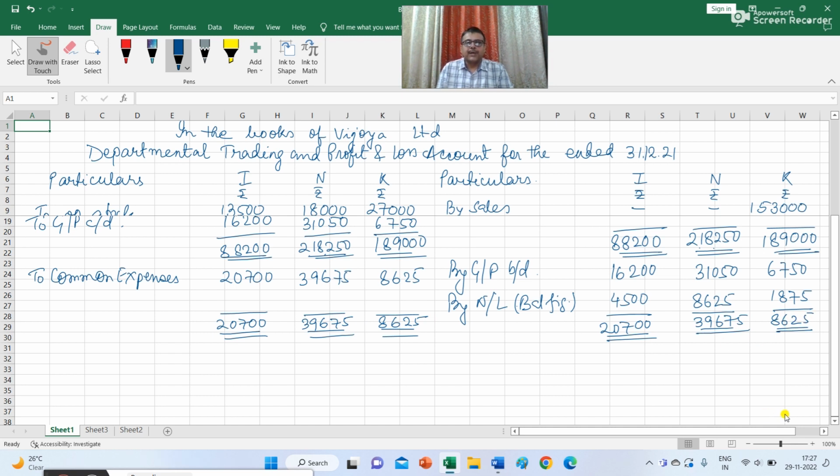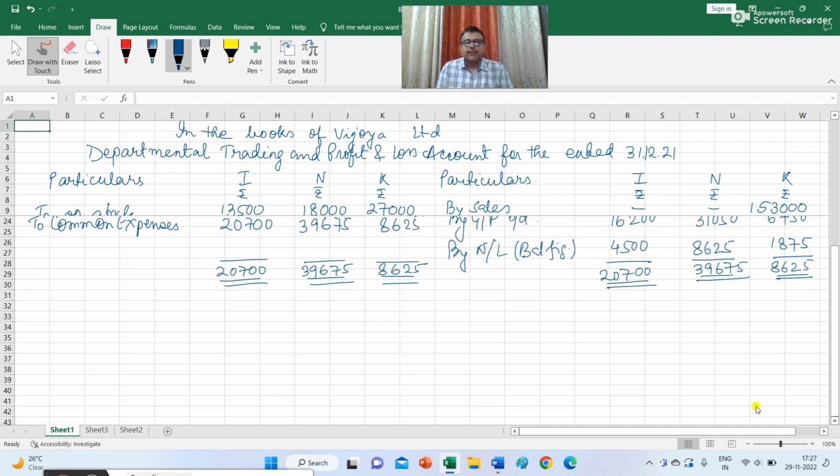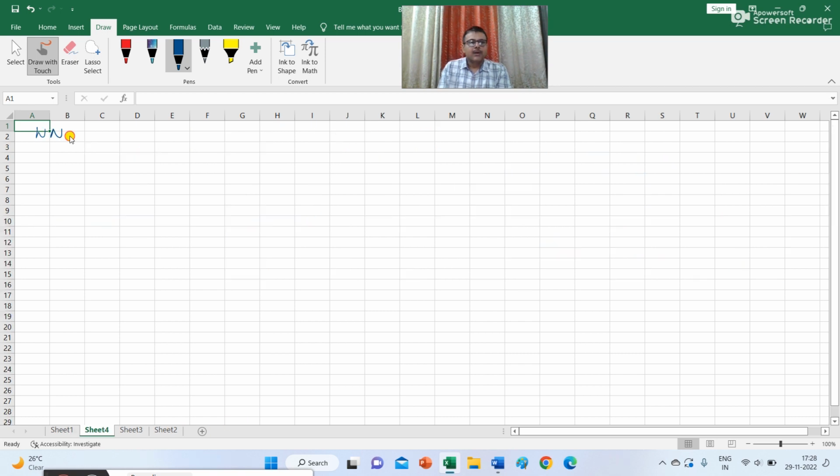Now we have to prepare the general profit and loss account because there was unrealized profit in the opening and the closing stock. Before preparing the general profit and loss account, I have to calculate the unrealized profit on the closing stock. For that purpose, I need to do a small working in working note number 3, for the calculation of unrealized profit on closing stock.